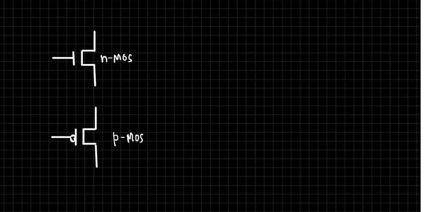All right, we are making use of these MOSFETs to implement the logical operations. How are they used? Let's see. Say, for example, I need to implement the logic of a NAND gate using NMOS. So we use something like this.